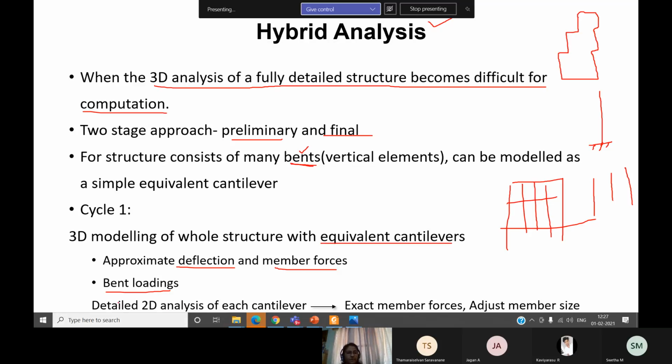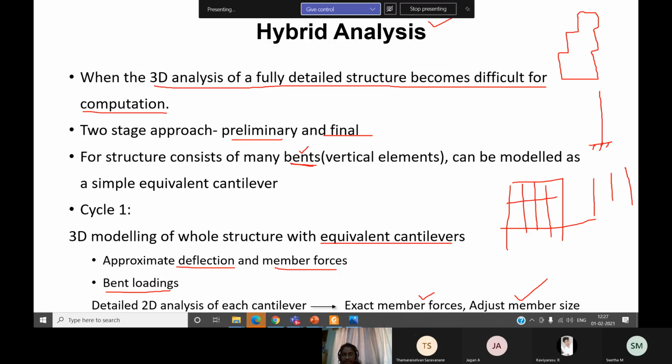Then I will go for a 2D analysis for each cantilever. The whole structure I do first, then individually I can take each cantilever and do a two-dimensional analysis as a simple cantilever analysis. There I will get the exact member force. Then I can adjust the member size. So this is one cycle.